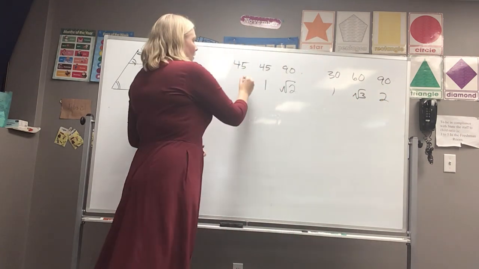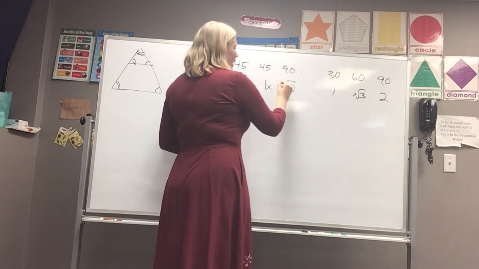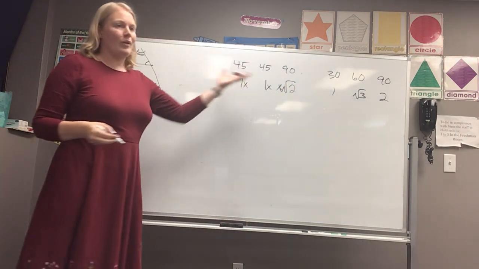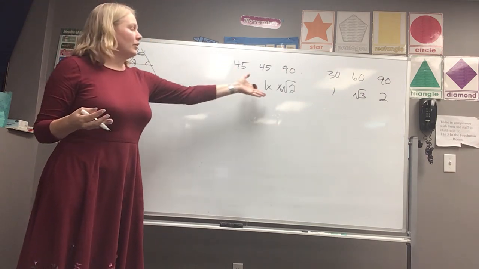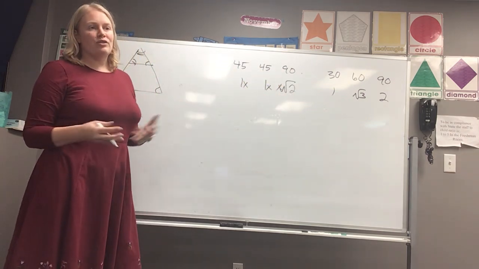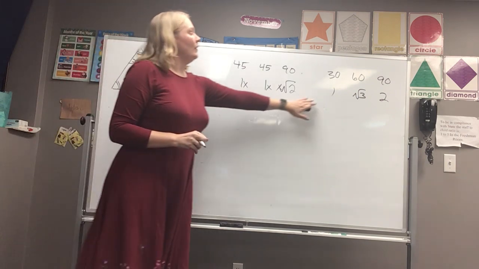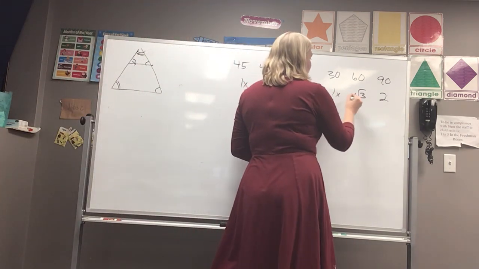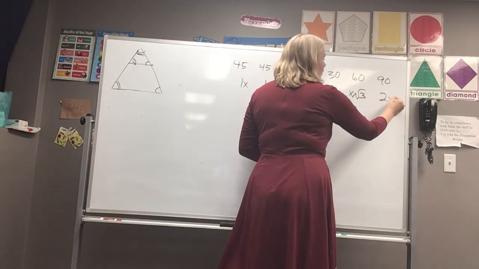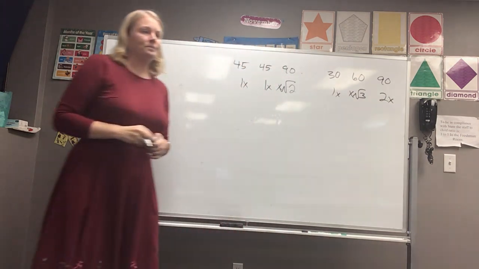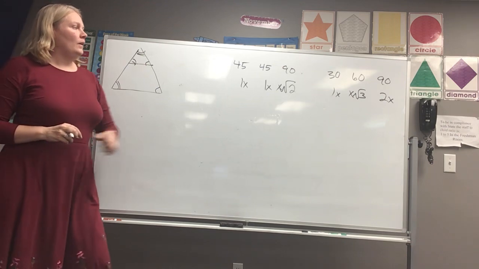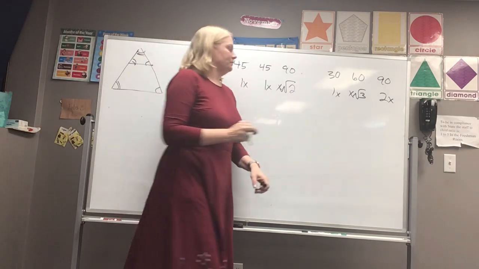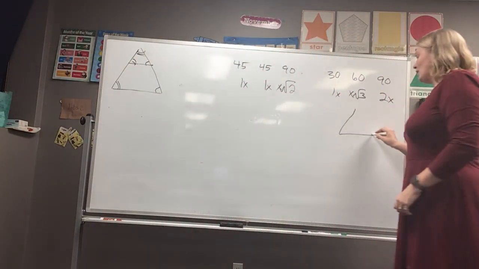And again, these can be times any x. So anything. We could have 5, 5, 5 square roots of 2. We could have 13, 13, 13 square roots of 2. It just follows that pattern. And then here we have 1x, x square roots of 3, 2x. So places that you will see these show up. This one, they love equilateral triangles.